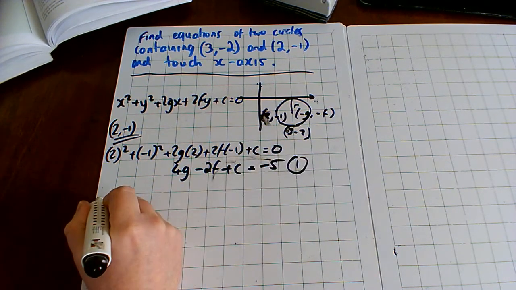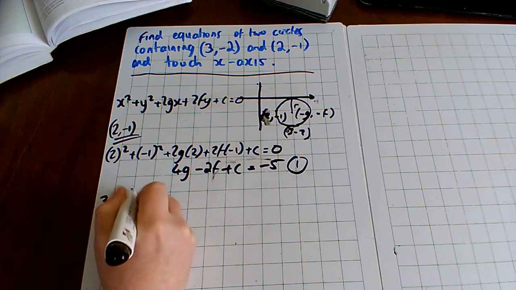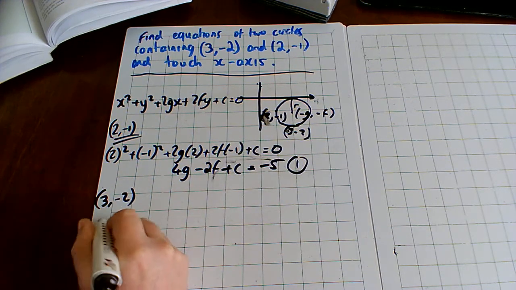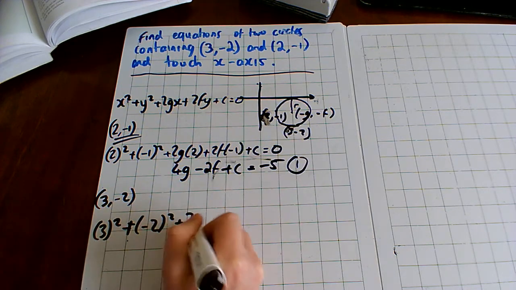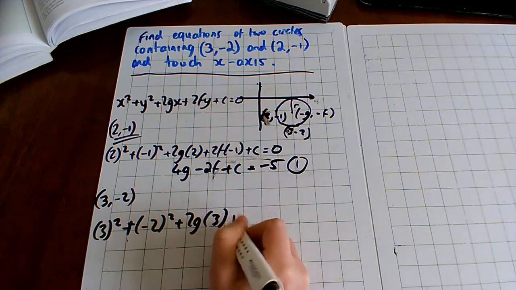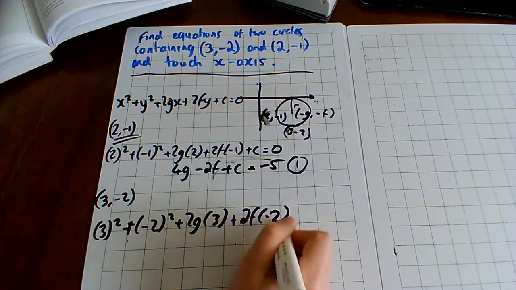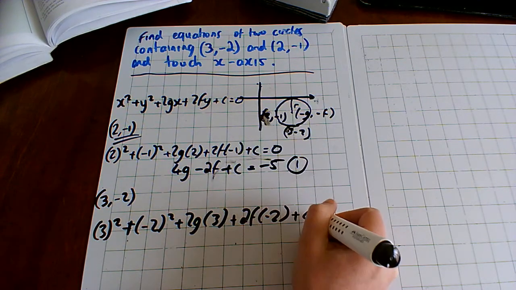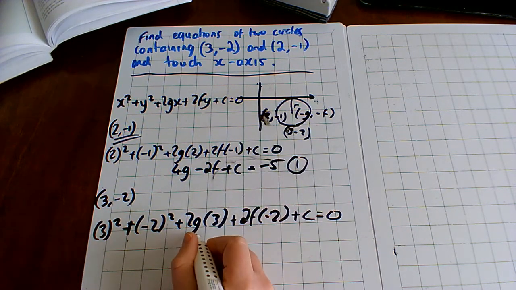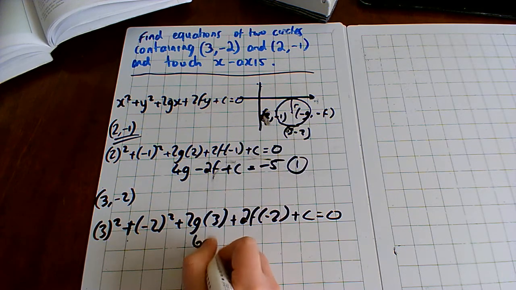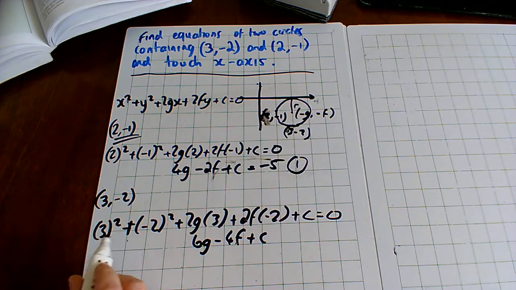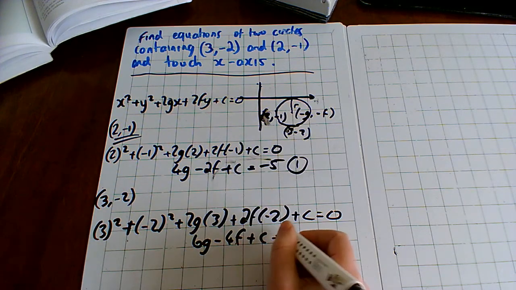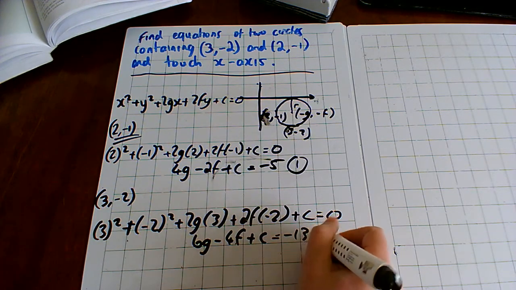Then I do exactly the same for 3, minus 2. So 3 squared plus (minus 2) squared plus 2g times 3 plus 2f times minus 2 plus c equals 0. And when I simplify that, I get 6g minus 4f plus c, and that's 9 and 4, 13, equals minus 13. And that's 2.